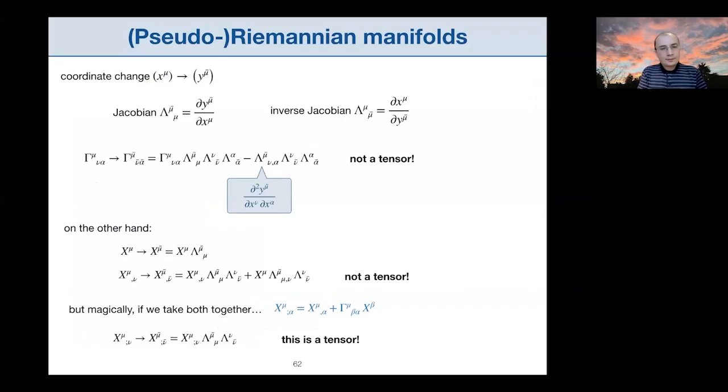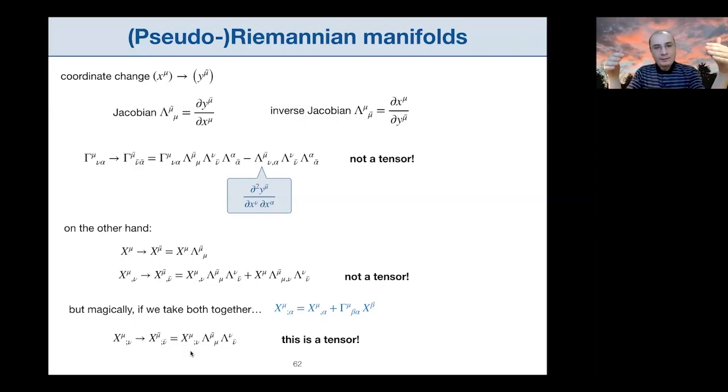So the transformation law for this particular combination, x together with derivative of x together with gamma, behaves exactly like a tensor under coordinate transformation. This is indeed a good choice of a covariant derivative.